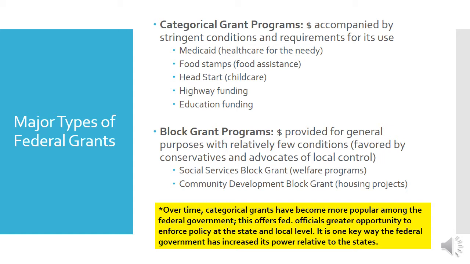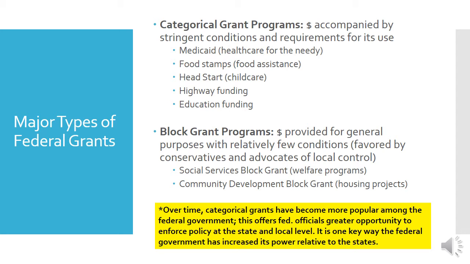Categorical grants are federal money going to the states that is accompanied by really stringent conditions and requirements for its use. Okay? So yeah, they're going to give you the money, but there's going to be a lot of forms you have to fill out. There's a lot of specifics on exactly how it has to be used and conditions you have to meet. So I just put some examples of categorical grant programs that are pretty well known throughout our country.